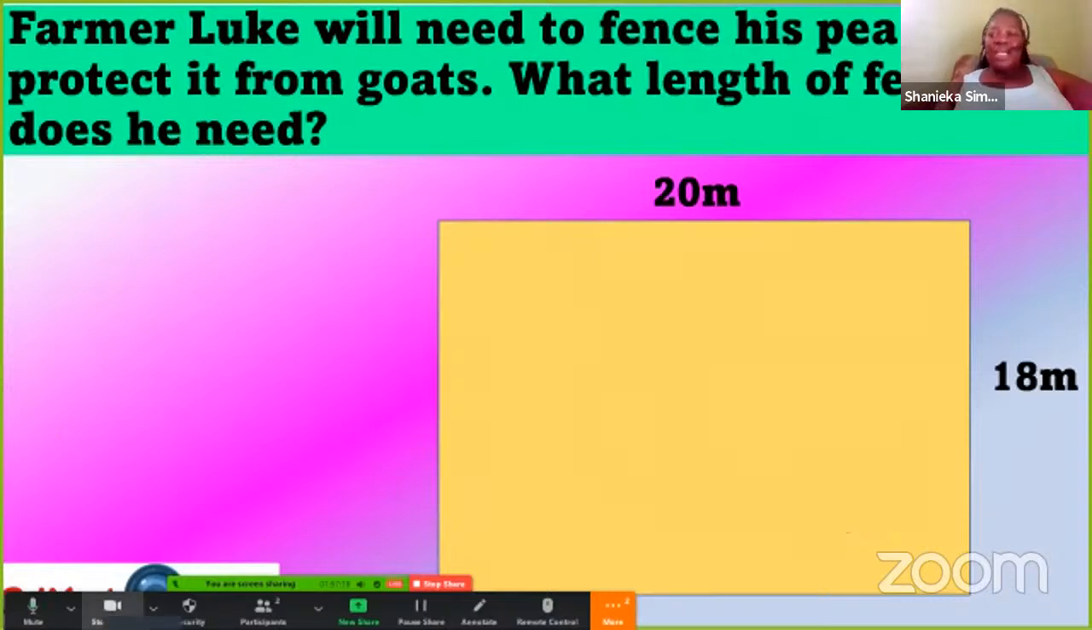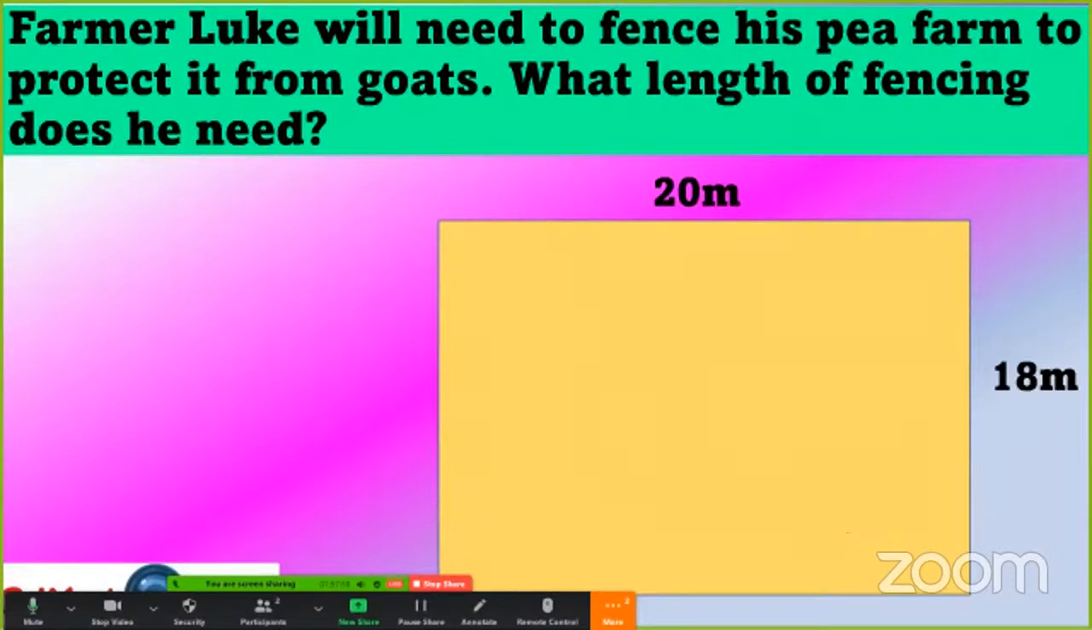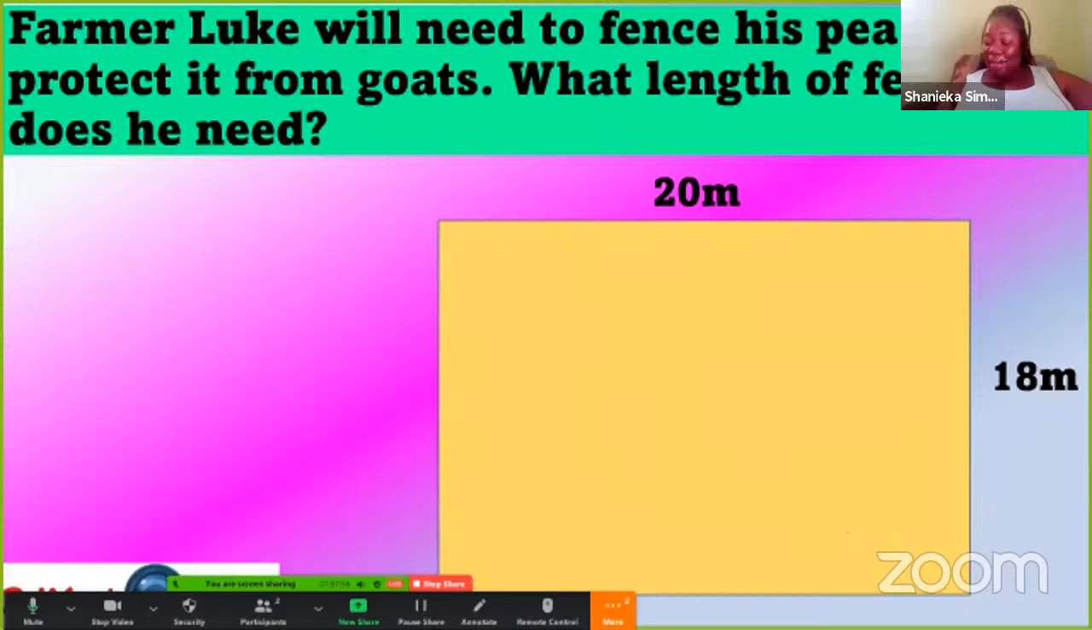If we're going to figure out the length of fencing that he needs, what mathematical term do we use to describe that? If we want to know how much wire he's going to need to put around his fence, what's that nice little mathematical term? Perimeter. Awesome. So definitely we're talking about the perimeter here. So I want you to tell me what's the length of the fence that he will need.